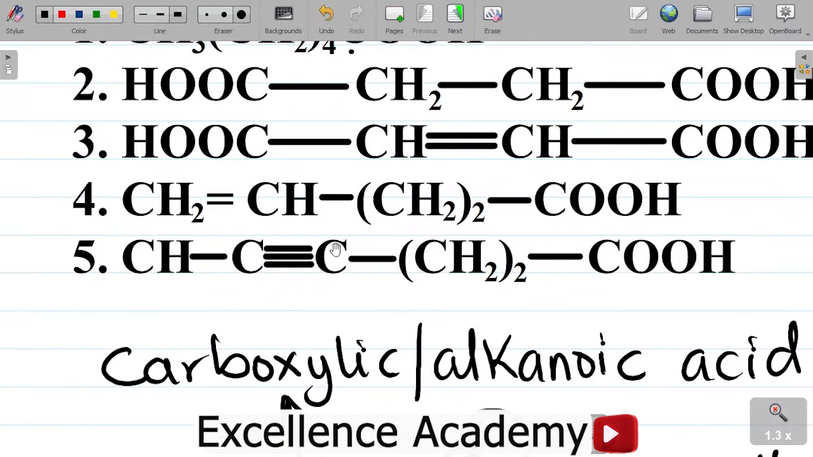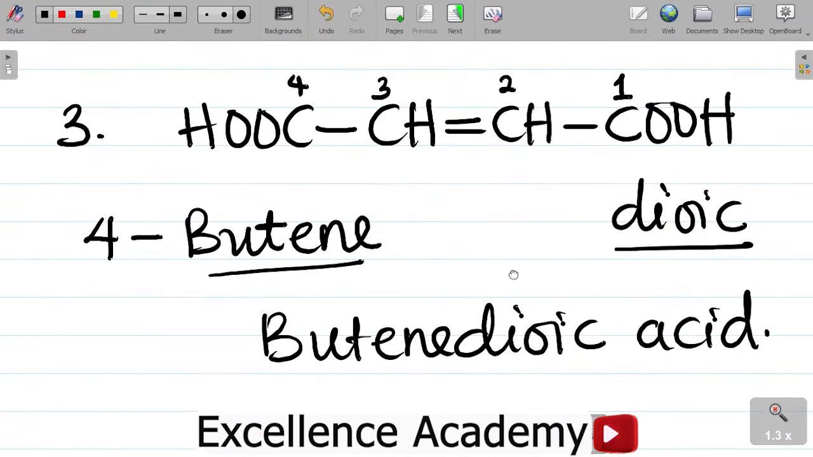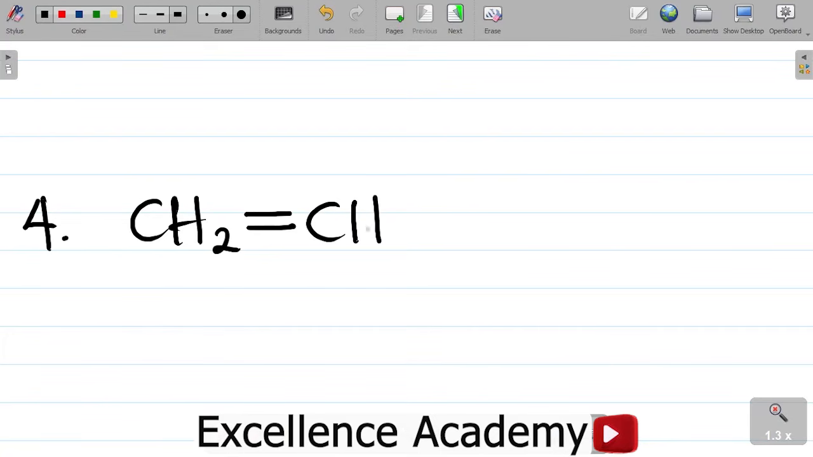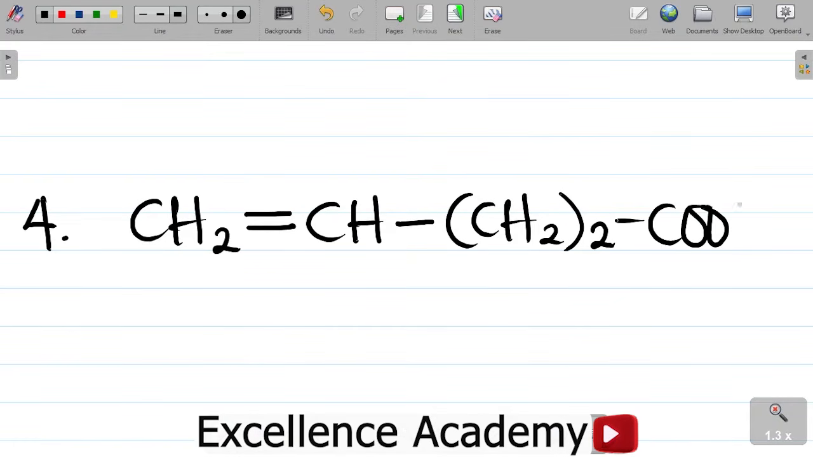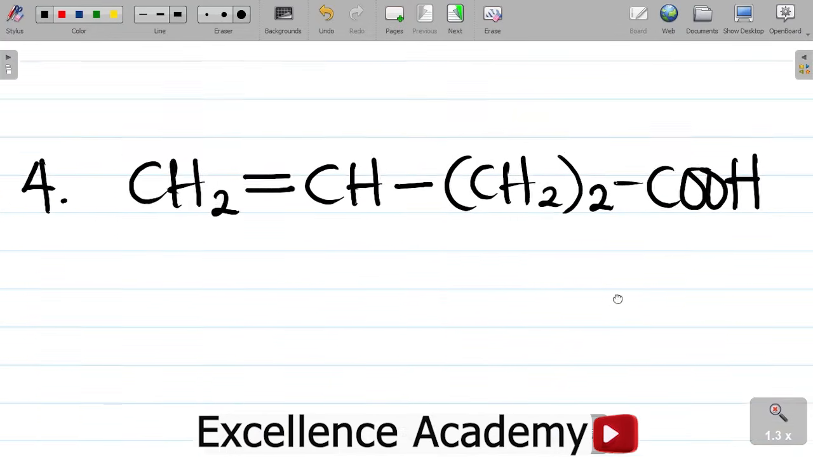So here for number 4, you have CH2, CH, CH2 2, then COOH. Let's name this compound. How do you name this compound? We'll take down number 4. So question number 4, you have CH2 double bonded to CH, single bonded to CH2, and then this is 2, and then COOH. How do you name this compound? First things first, I want to expand this compound.